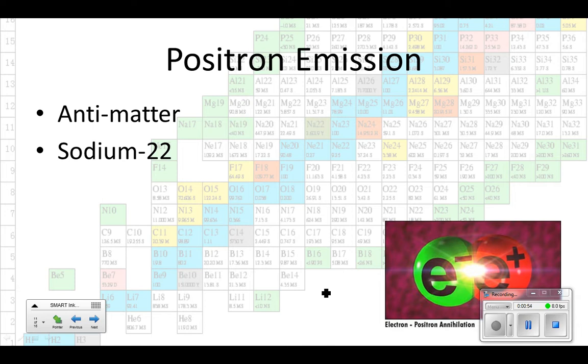If you look at the picture down here in the right-hand corner, electron-positron annihilation, if an electron meets a positron, the two of them annihilate each other. They turn themselves into energy. And so positrons don't exist for very long before they run into electrons, because electrons are all over the place. They're everywhere. So let's do sodium-22.